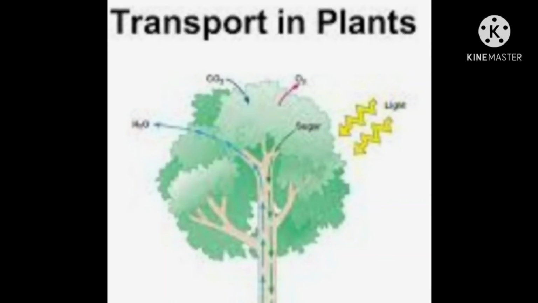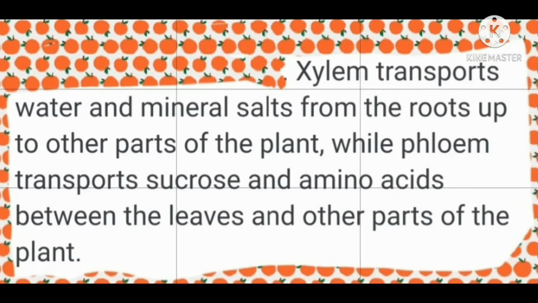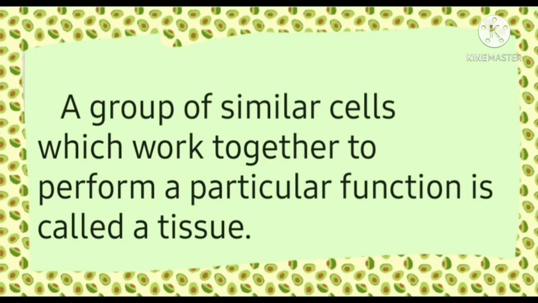The tissues which transport water, minerals and food to different parts of a plant are called vascular tissues. There are two types of vascular tissues in a plant, that are xylem and phloem. What do you mean by a tissue, children? A tissue is a group of similar cells which work together to perform a particular function.